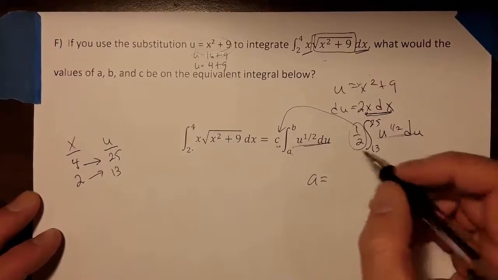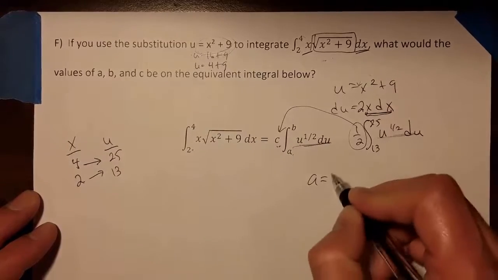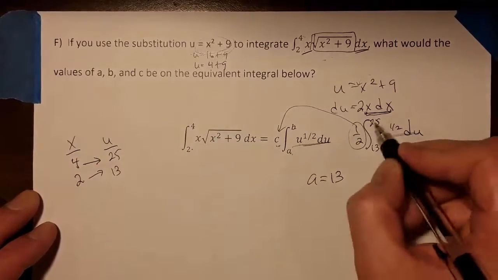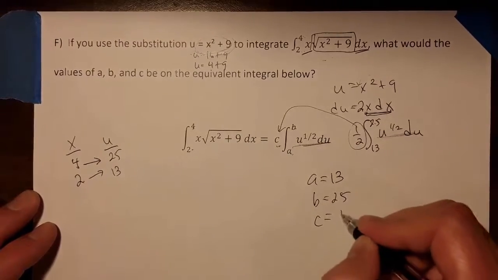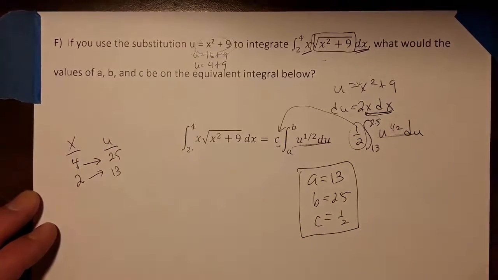So in context here, my a value is the lower limit 13, my b value is the upper limit 25, and my number outside is that constant that I had to pull out to get du to knock out the rest of the integral.